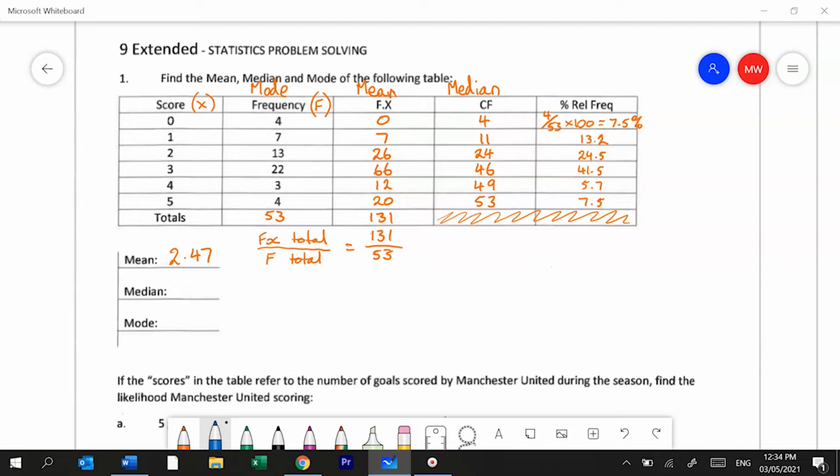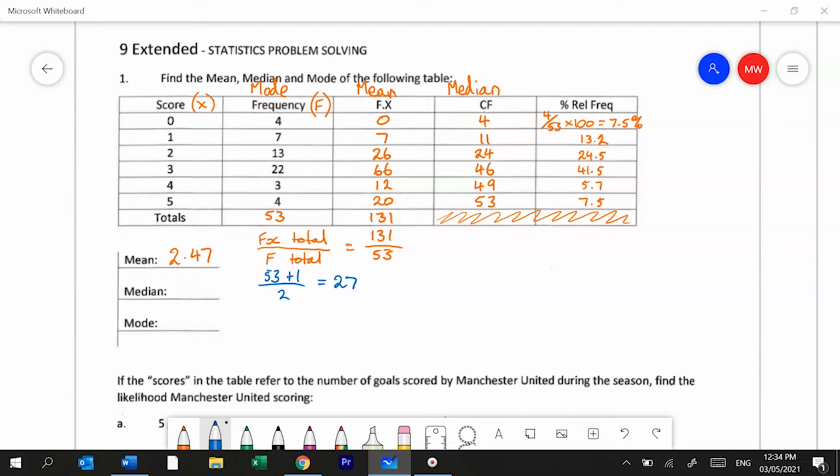But there is a formula for this one. What you can do is add your total 53 to 1 and then divide by 2, and that will give you the 27th score. We need to know where the 27th score happens.